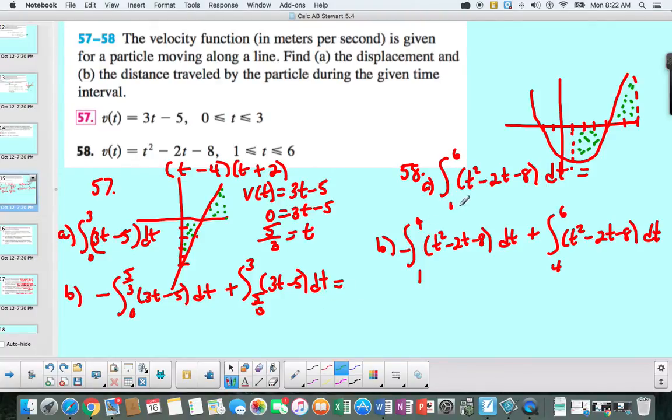Problem 58 is done in the same way. One of the tips that I can give you: if you know the integral is going to be negative, instead of just putting a negative in front, you can just easily put the absolute value. And that forces that outcome to be positive.